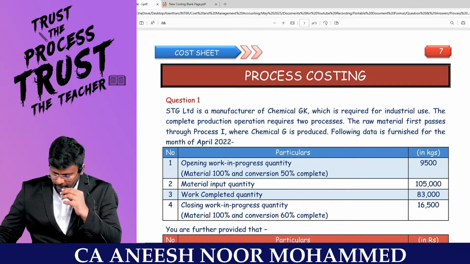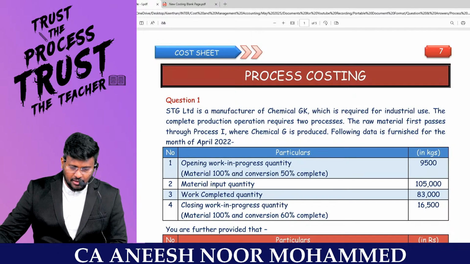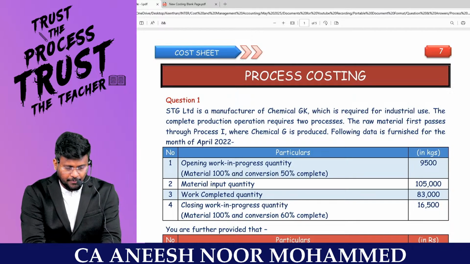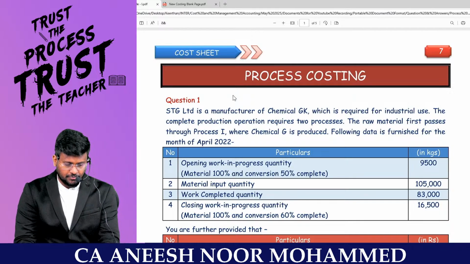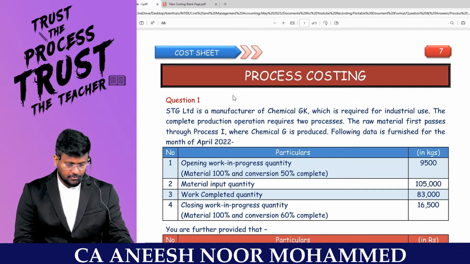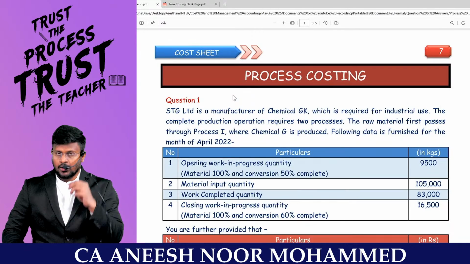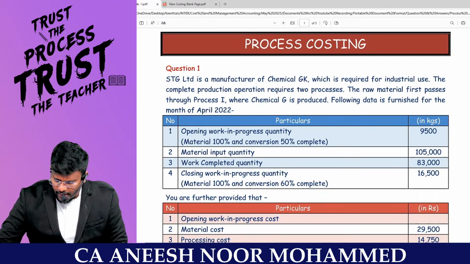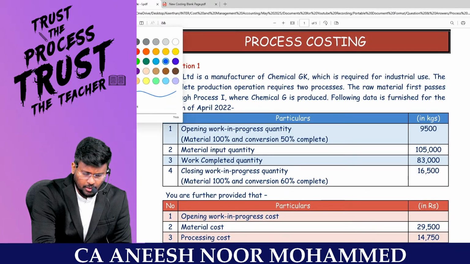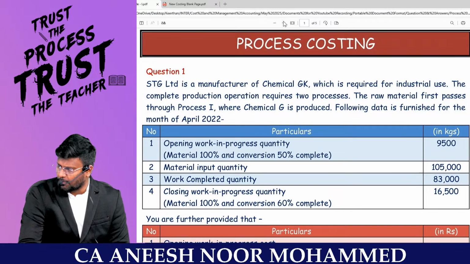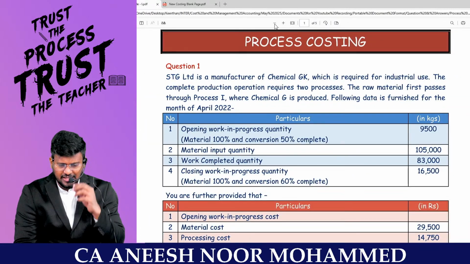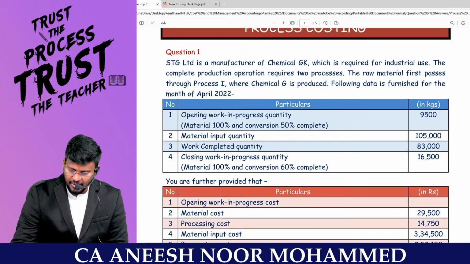So my dear lovable students, I start reading the question from process costing. Hope everything is fine. This is question number 1 from process costing. A fantastic, outstanding and brilliant question.